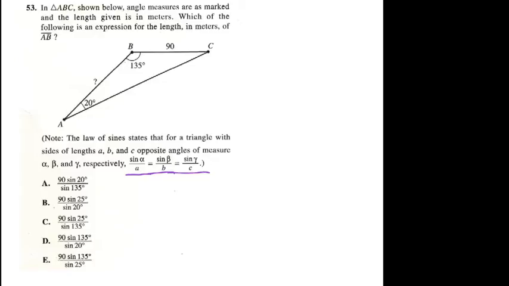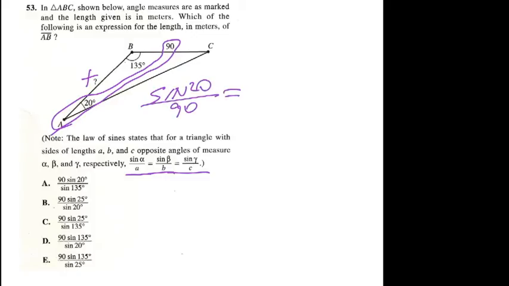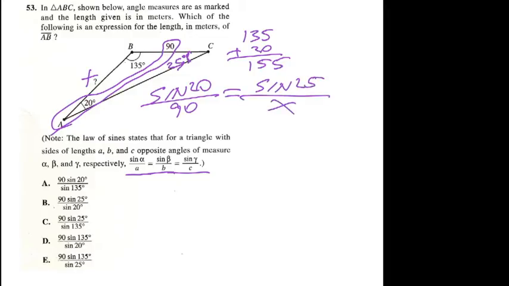And they've asked us for the length of AB, so this is my X. The first thing I do is set up the relationship. Sine of 20 is to 90, as, now I need this angle right here. Well, I've got a 135 plus a 20 is 155. That means this angle has to be 25 degrees, 180 minus 155. So now I would have sine of 25 is to X.